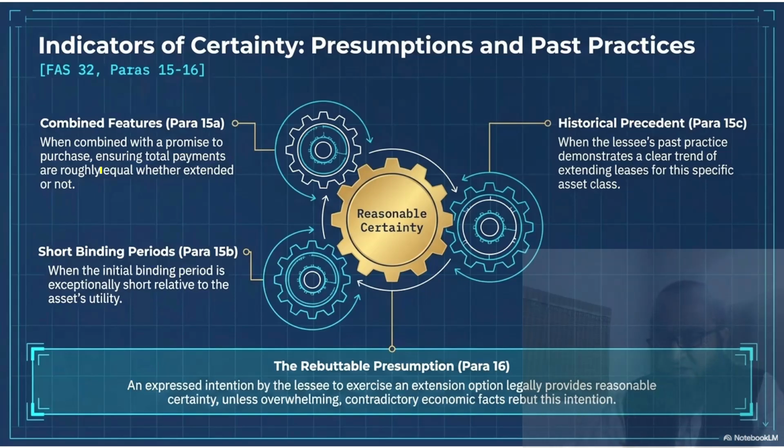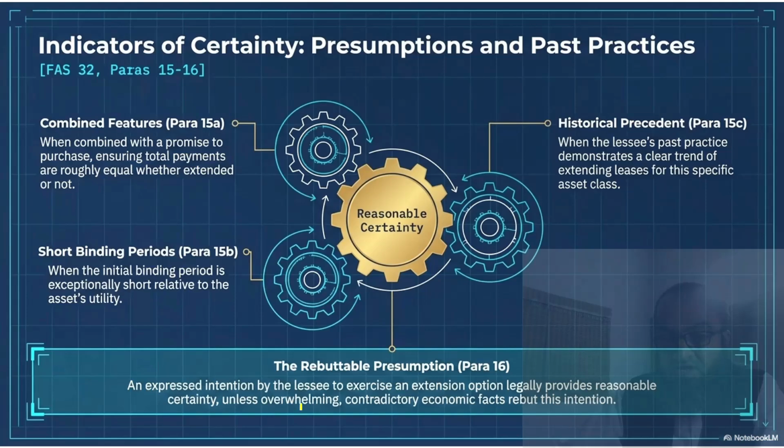So maybe sometimes there are features that even if I terminate the lease in the extension period, at the end of the day I have to pay the same amount, right? There is a termination penalty. It means I am not going to terminate the lease. So this is another tip. And short binding periods, when the initial binding period is exceptionally short relative to the asset's utility. If the asset is a huge asset, for example, and the initial binding period is very short and it is not an operating Ijarah, then again it is reasonably expected. So these are the tips which help us decide.